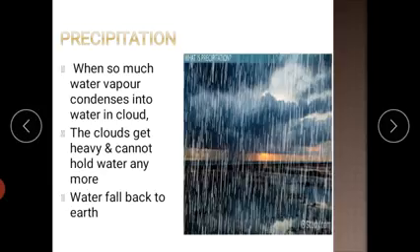Now we will start at the next stage, that is precipitation. Precipitation means when so much water vapor condenses into water in the cloud, then the cloud gets heavy. When the cloud gets heavy, it cannot hold enough water, so the water will fall back to the earth in the form of precipitation.